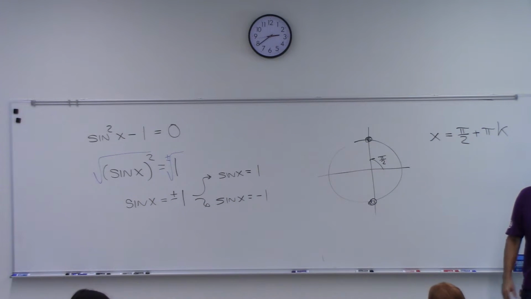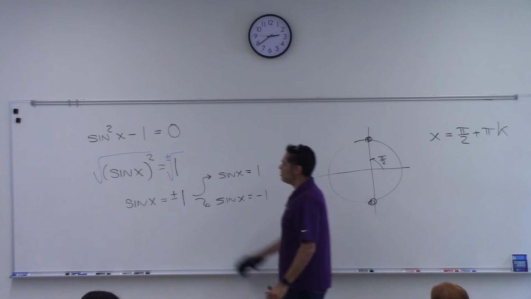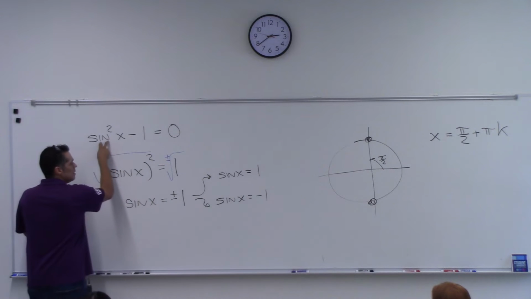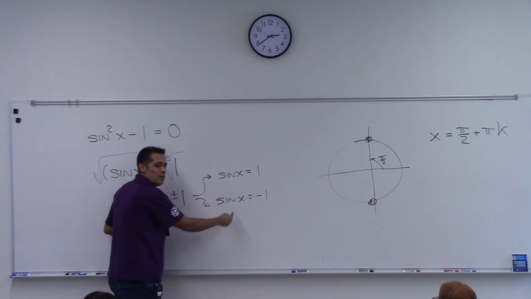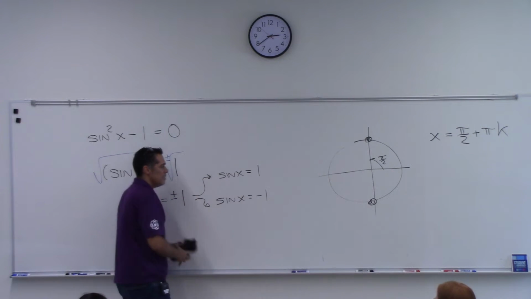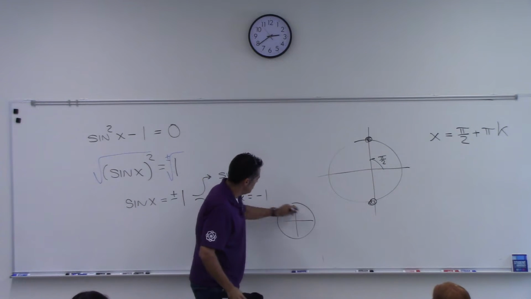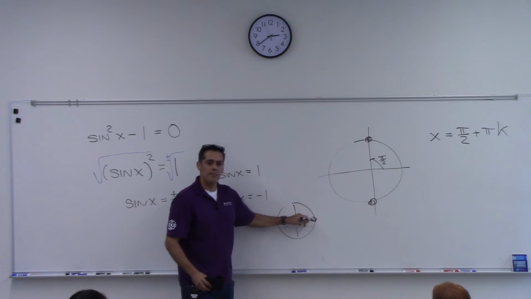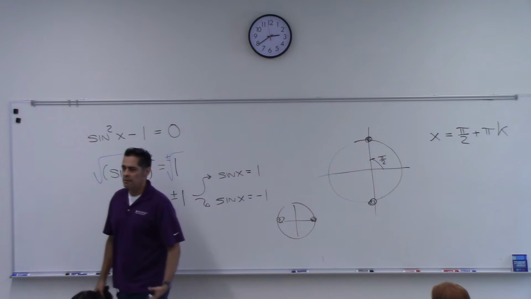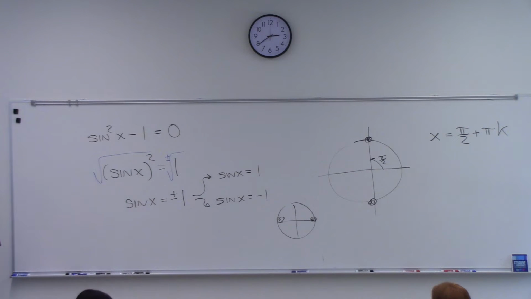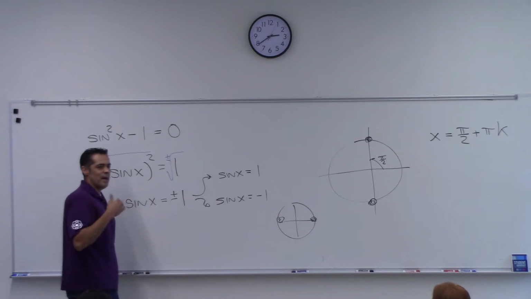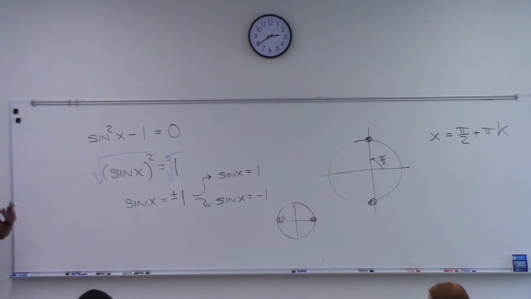Understand? What would happen if I change this to cosine squared? Same thing, but it'd be cosines 1 or negative 1, right? And then you would be looking at here and here, right? So your answer would be pi k, right? Or 0 plus pi k, or pi plus pi k, right? Doesn't matter. It's all the solutions, yeah?